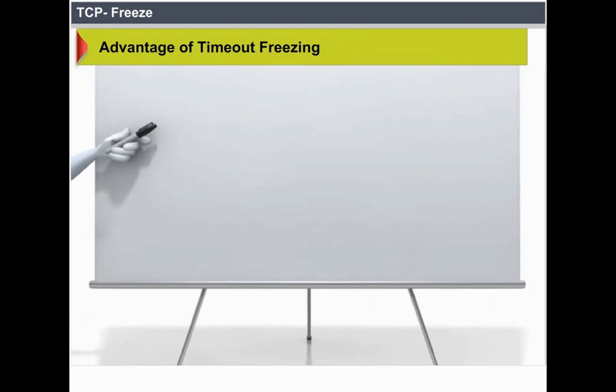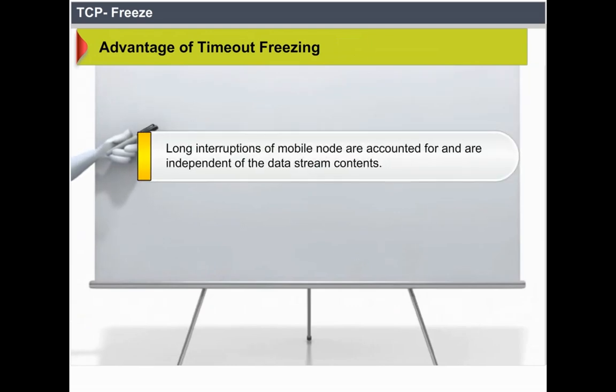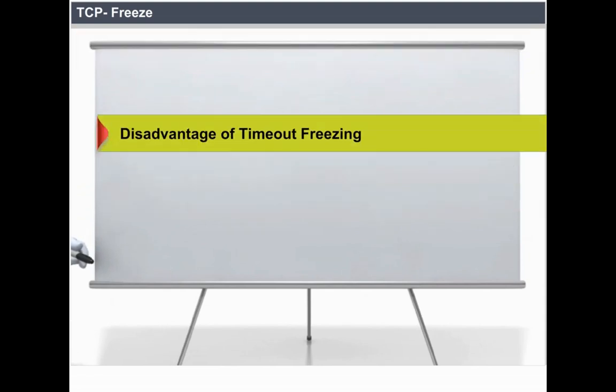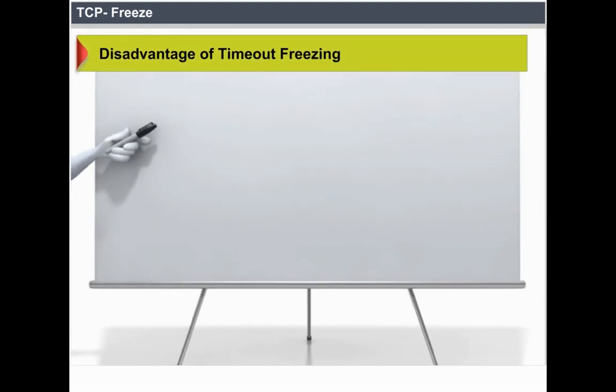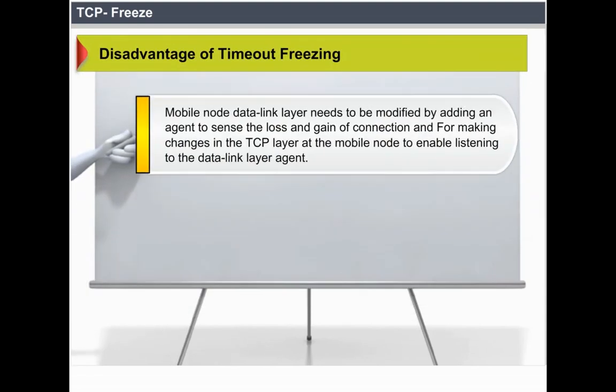Advantage of timeout freezing: long interruptions of the mobile node are accounted for and are independent of the data stream contents. Disadvantage of timeout freezing: the mobile node's data link layer needs to be modified by adding an agent to sense the loss and gain of connection, and changes must be made in the TCP layer at the mobile node to enable listening to the data link layer agent.